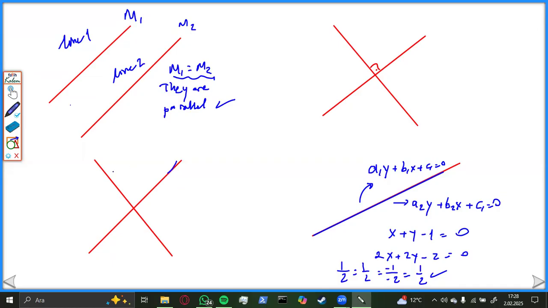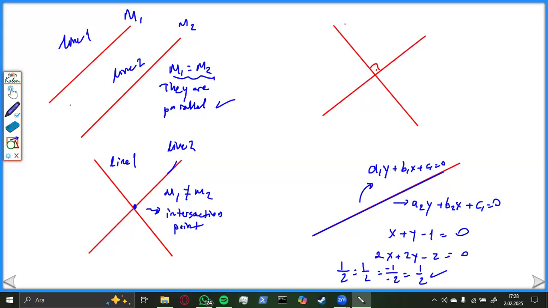And assume that once again this is line 1 and line 2, and the slopes are not the same, so sooner or later you are going to see an intersection point between them. I'm going to also explain how to find the intersection point just after this part.